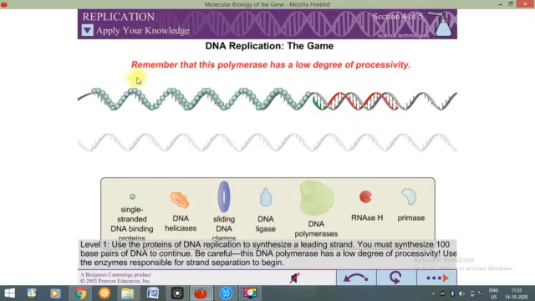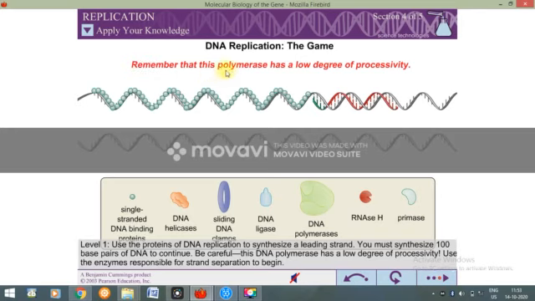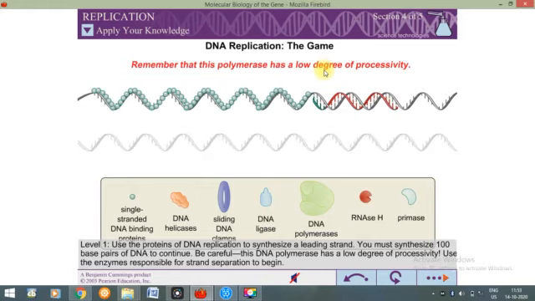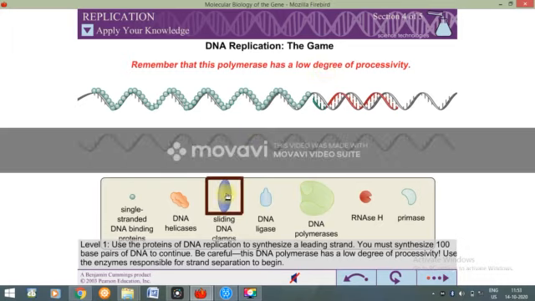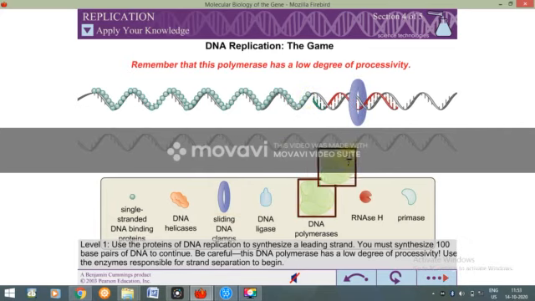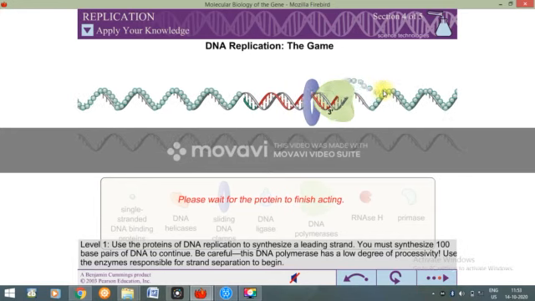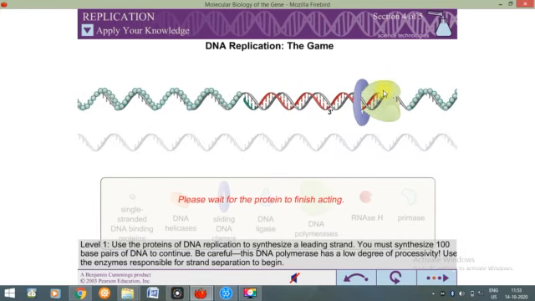Now there's a caution over here. Remember that this polymerase has a low degree of processivity. Okay, a strange name, processivity, it becomes a tongue twister for me. Low degree of processivity. So now this has a low degree of processivity, and you need to increase the degree of processivity, which means that you have to increase the rate of reaction. So for that you need this sliding DNA clamp. Now use both of them together and the rate of reaction will increase. Now DNA will be synthesized at a quicker rate.